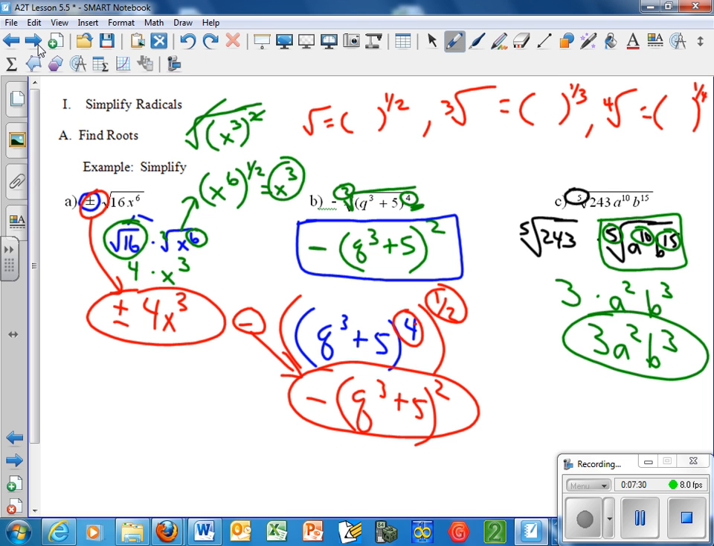Another way of doing that variable part is to do a to the 10th, b to the 15th, and we want the 5th root, so that's the 1/5 power. Power to a power says you multiply exponents. 10 times 1/5 does give me the 2 there. Same thing, 15 times 1/5 does give me the 3 right there. So 3a squared b cubed is your answer to that problem.